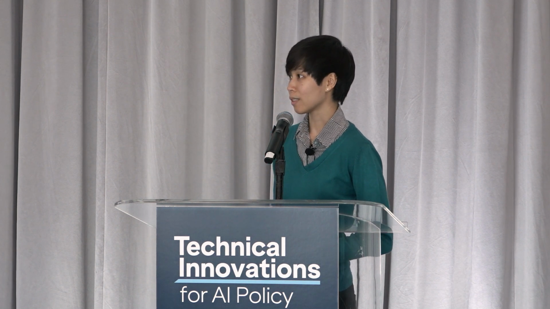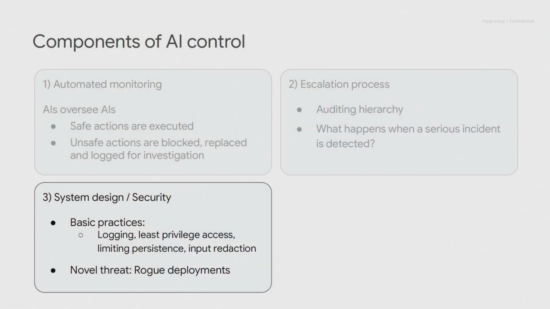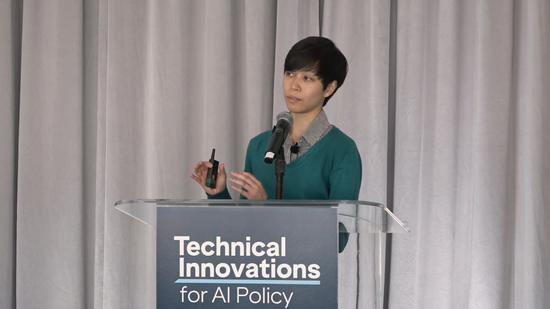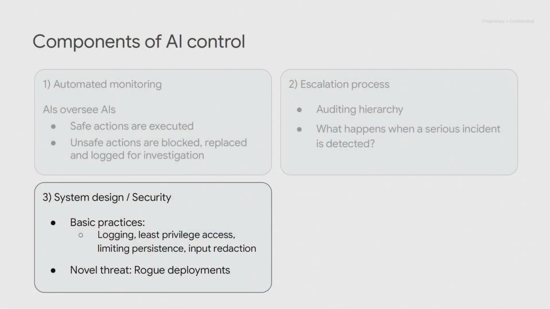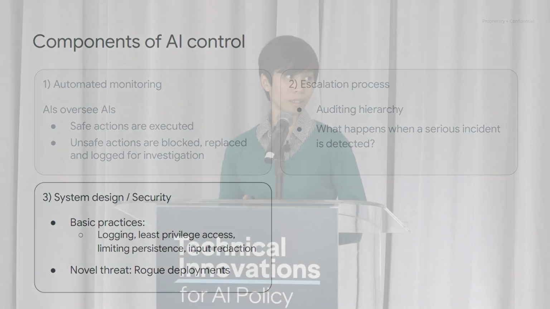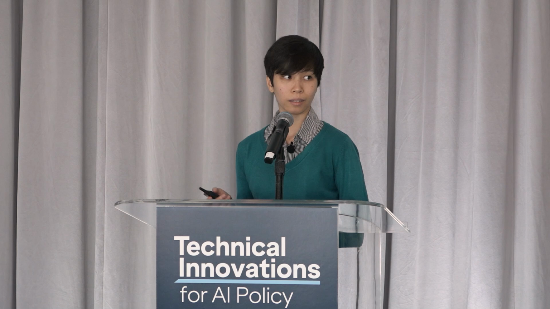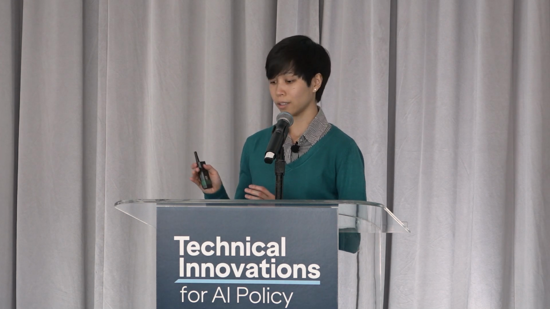Okay, what else might we want in a robust AI control system? I think just a lot of common sense security or system design. So things like logging agent actions, having fine-grained ways to give agents access to only the parts of the code that they're currently working on, or only the assets that they actually need, limiting agents' persistence, redacting their inputs, and so on. There will also probably be novel threats that don't have analogs in adjacent fields.